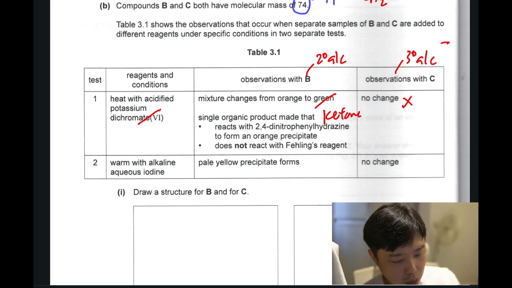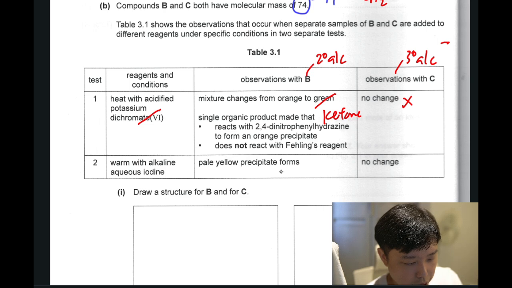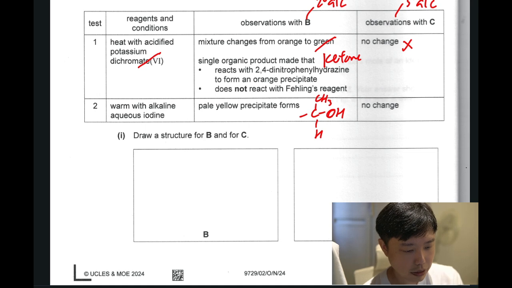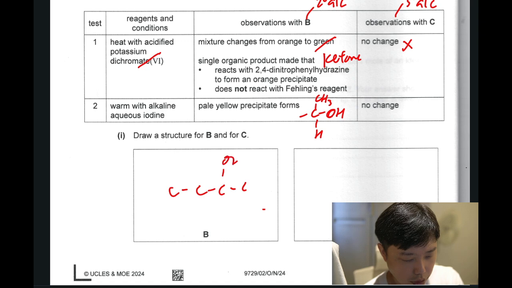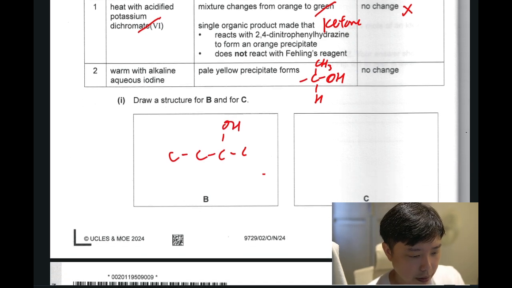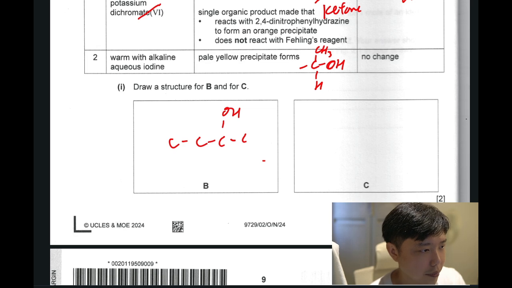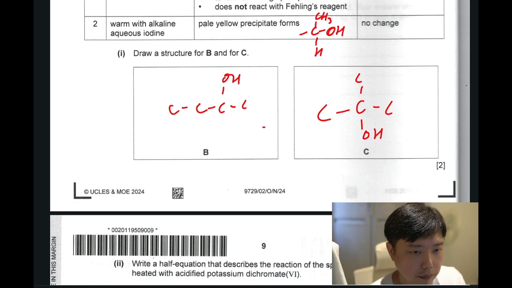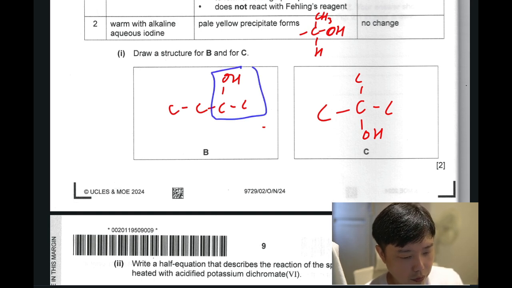Then we are also told that B has a special structure. So you just need to include this structure for B, which tells you the OH is on the second carbon. So draw 1, 2, 3, 4, and put the OH on the second carbon. Voila, that's your B. For C, for 4 carbons, there's only one way to draw it. It's a tertiary alcohol. One secondary, one tertiary, and there is the special structure for B.